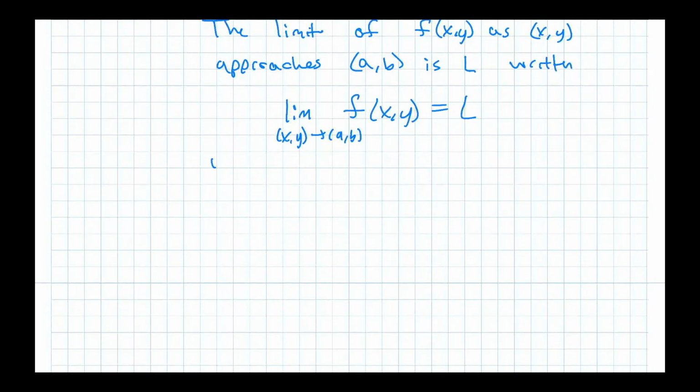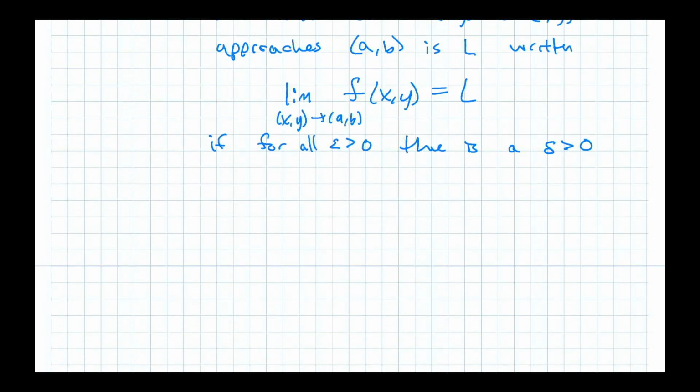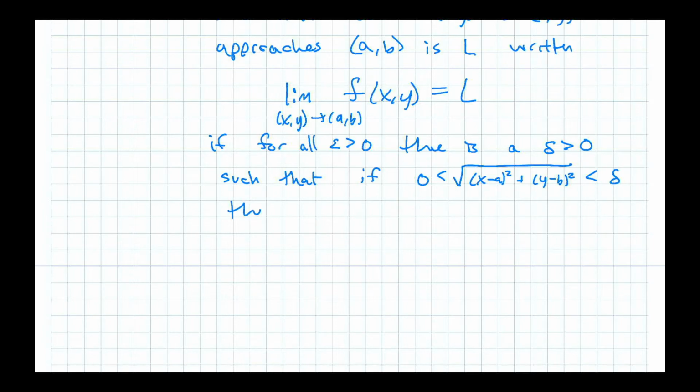And this is if for all epsilon greater than zero, there is a delta greater than zero such that if zero less than square root x minus a squared plus y minus b squared less than delta, then absolute value f of xy minus L less than epsilon.